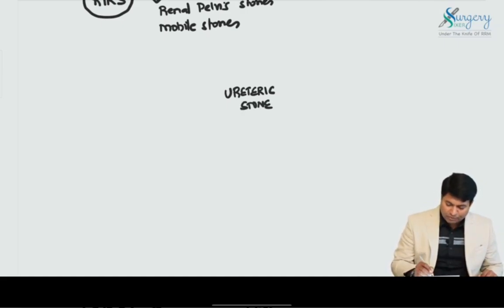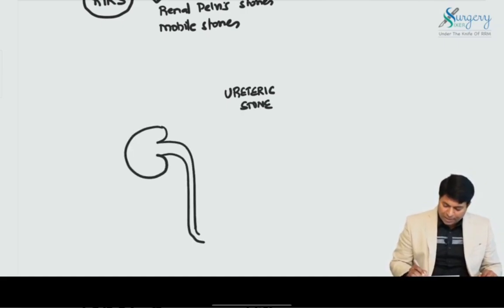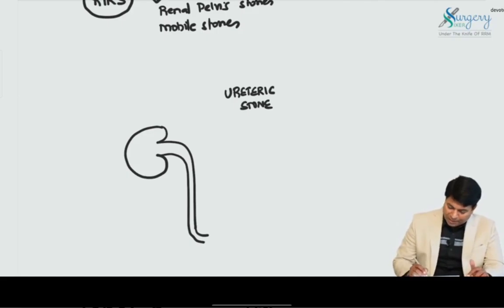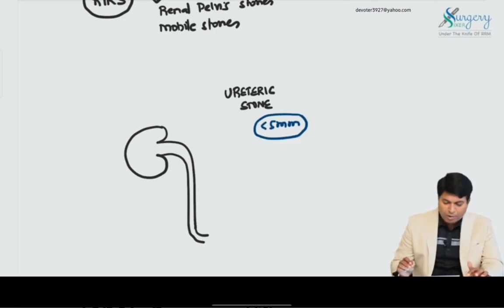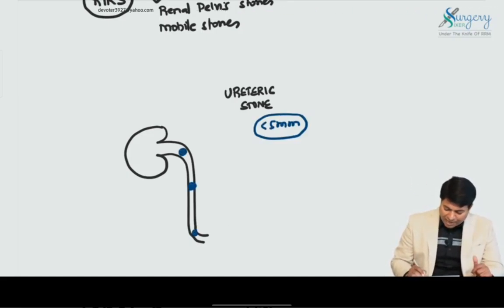What is the gold standard treatment of ureteric stone? Stones up to 5 millimeters will pass out. Don't worry. If the stones are less than 5 millimeters, no treatment is needed. They will come out. If they are more than 5 millimeters or impacted somewhere like this, the treatment is very simple. We put a ureteroscope.